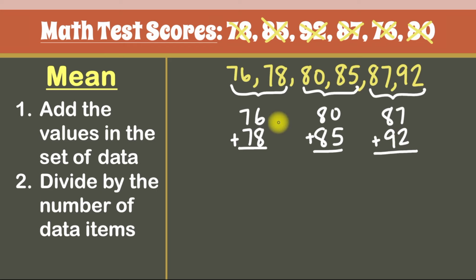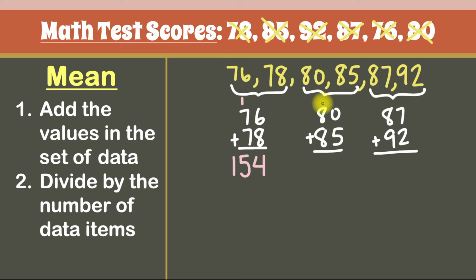So let's start by adding these two numbers. And when we're adding, we start with the ones column first. 6 plus 8 is 14. So I'll bring down the 4 and carry the 1. 1 plus 7 is 8. And 8 plus 7 is 15. So I'll write that here. So our sum for these two numbers is 154.